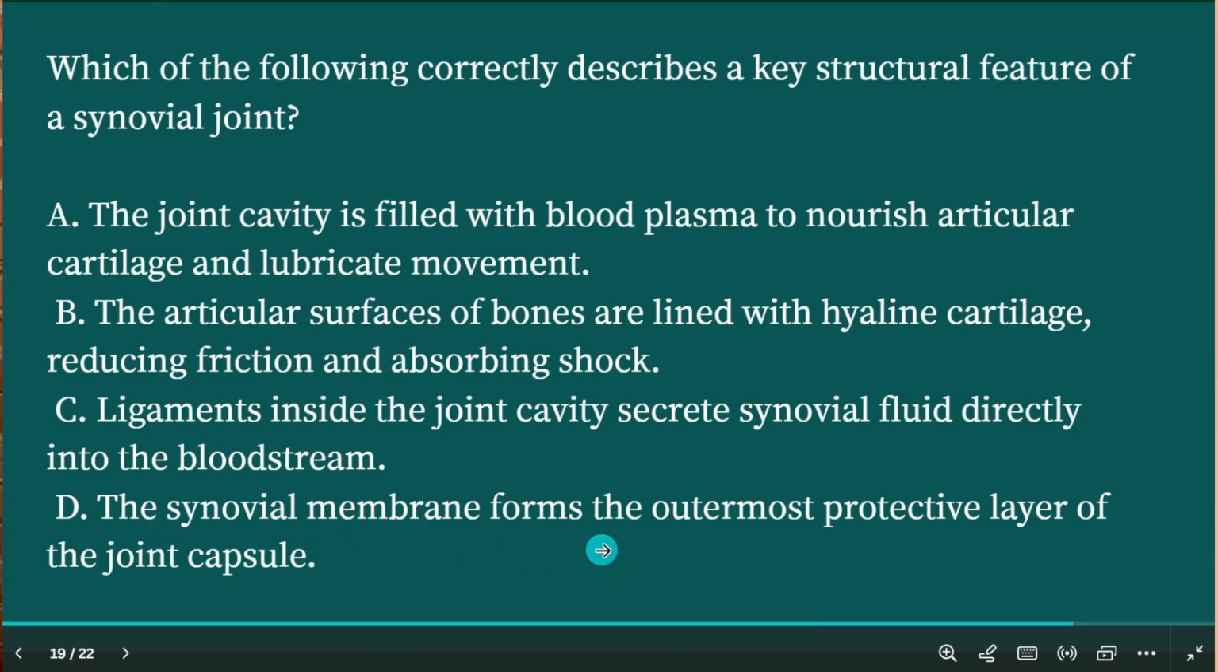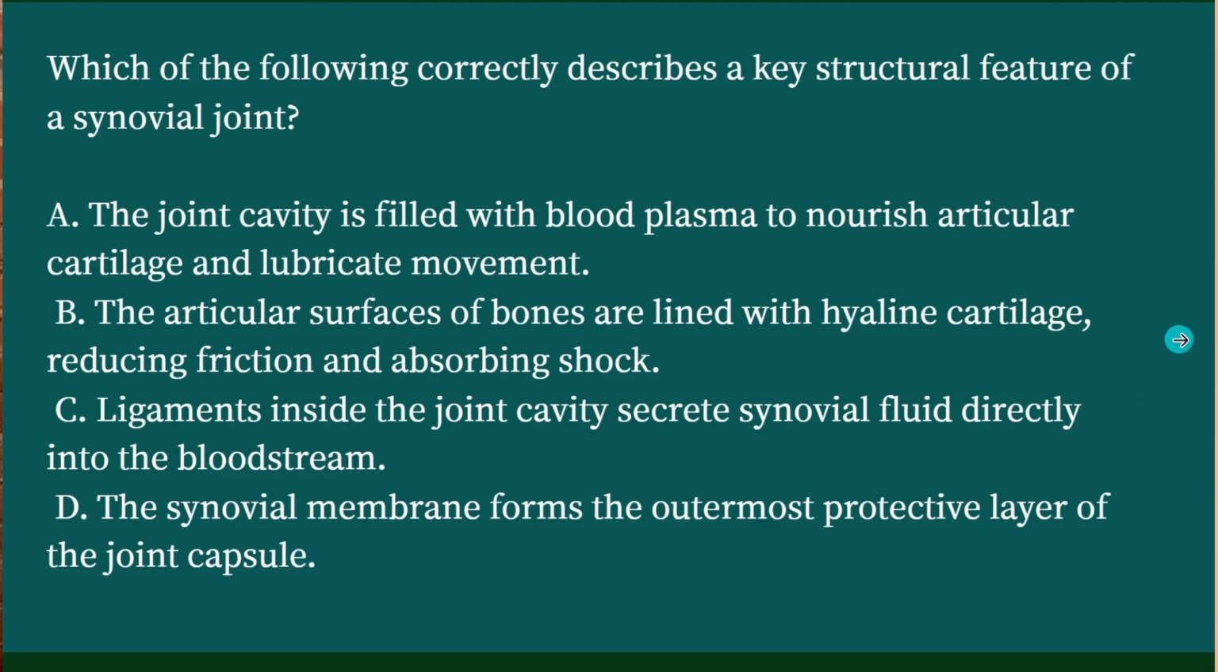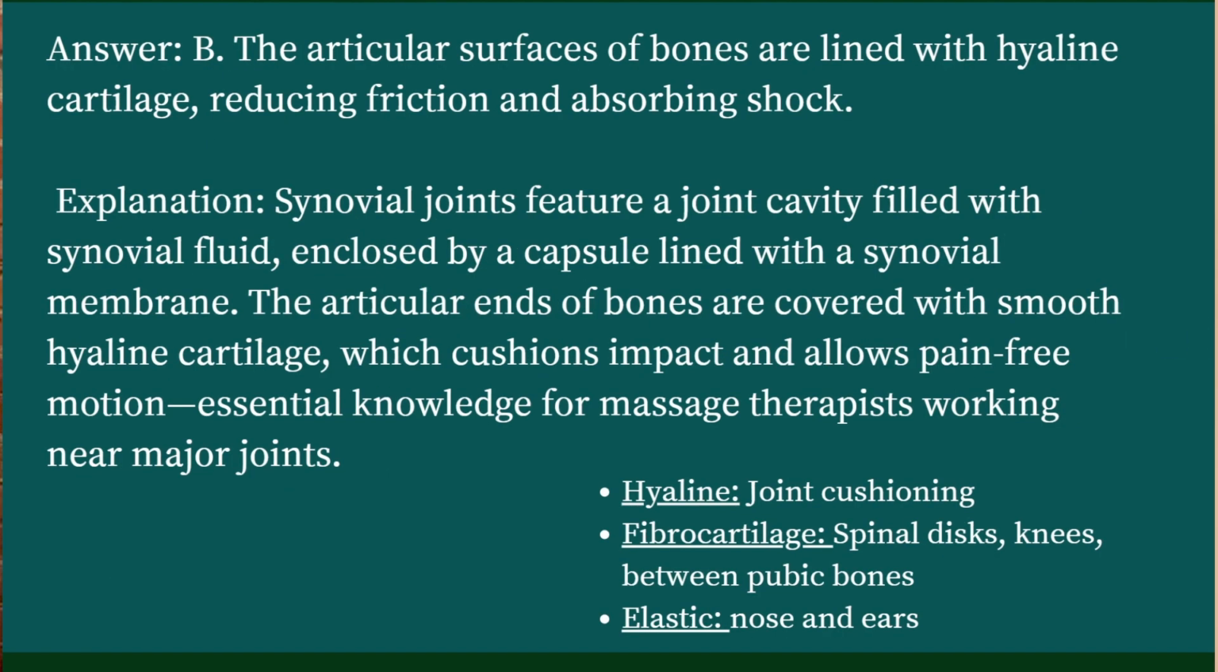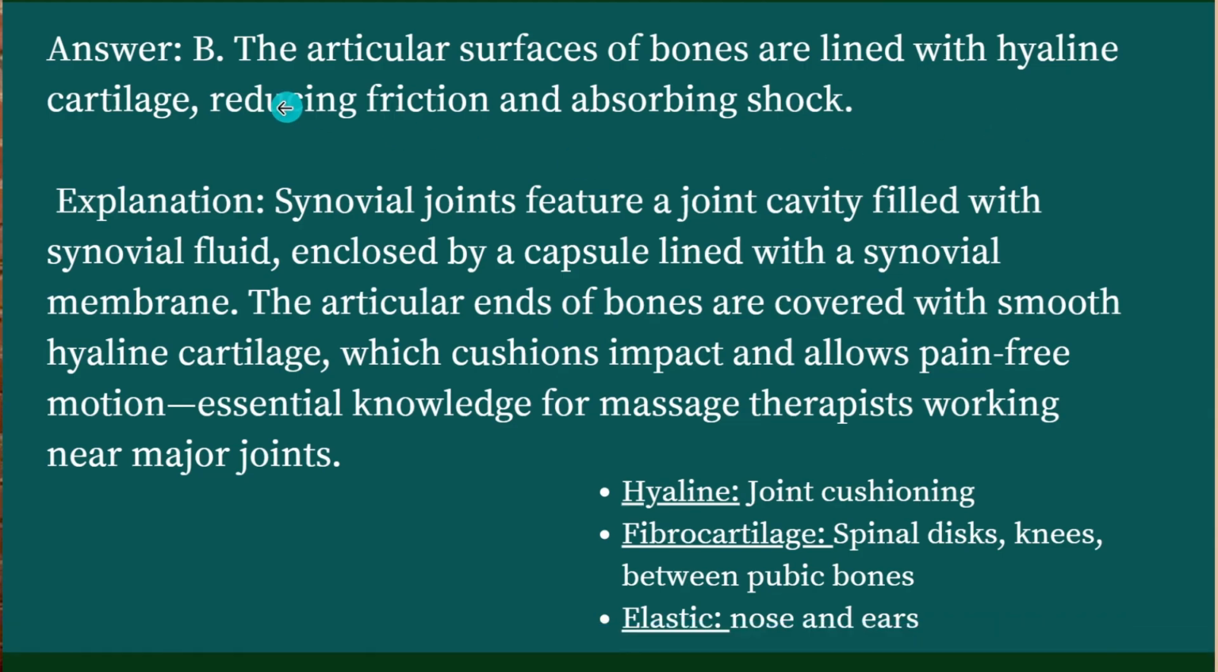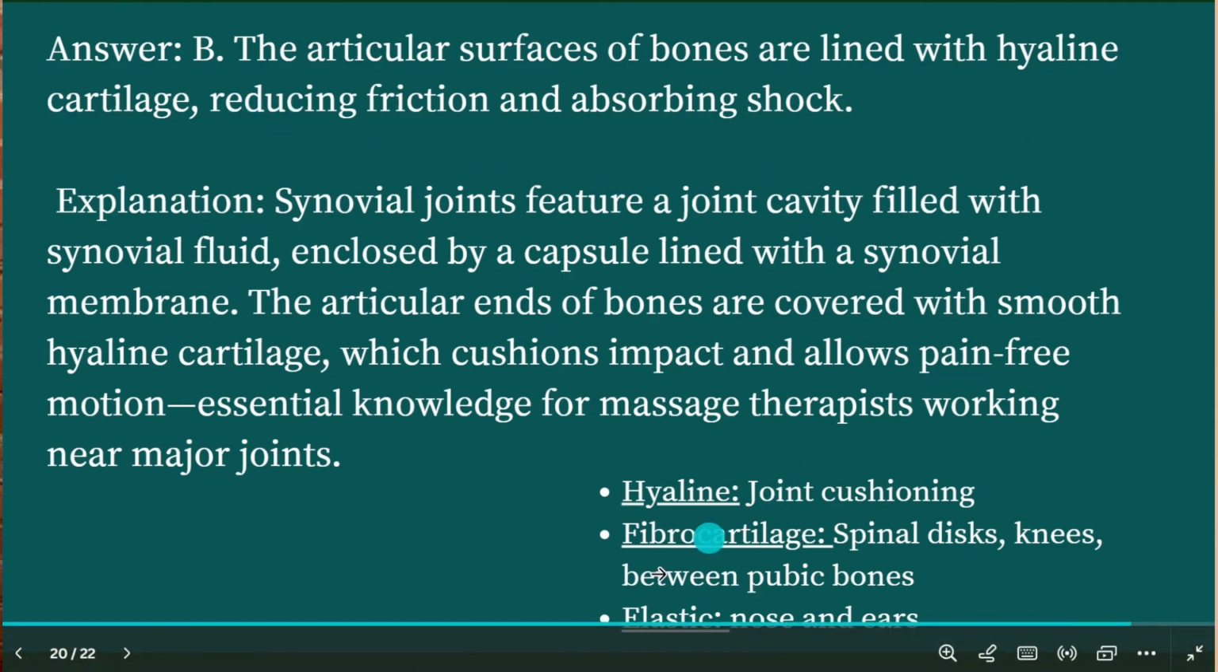D, the synovial membrane forms the outermost protective layer of the joint capsule, which is not true. The tough fibrous tissue of the joint capsule makes the protective layer. So let's see. Oh, here I have listed what each of these cartilages does. The articular surfaces of bones are lined with hyaline cartilage, reducing friction and absorbing shock. I don't need that anymore.